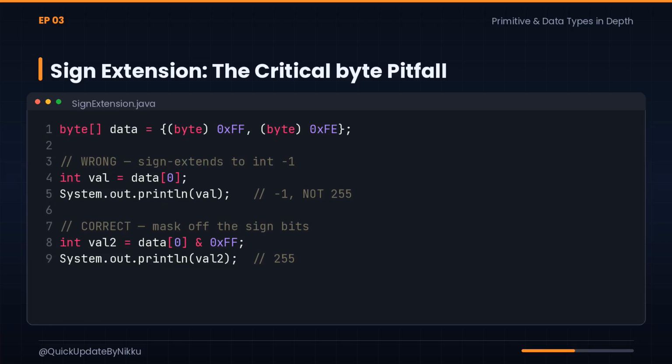The fix is the bitwise and with 0xFF, which masks the result to the lower 8 bits and discards the sign extension. This pattern is so fundamental to Java binary I/O that it should be instinctive. Notice that inputStream.read returns int rather than byte for exactly this reason. It hands you values 0 through 255 directly.